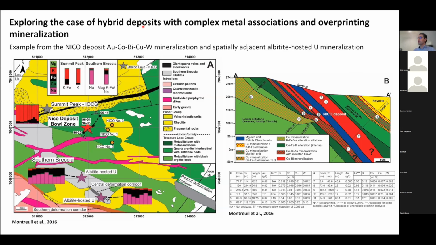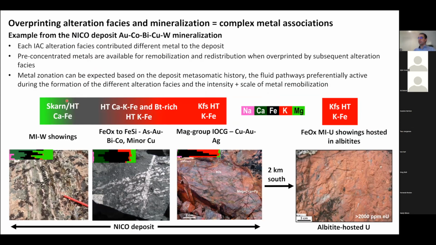If we have hybrid deposits, generally it's because there are different alteration facies that are formed and are overprinting each other. The Nico deposit is a good example of that in Northwest Territories. At Nico, we have an initial skarn stage associated with tungsten and high temperature calcic potassium iron, and biotite rich high temperature potassium iron associated with arsenic, gold, bismuth, cobalt, minor copper, and then an overprint by sensu stricto IOCG mineralization associated with the copper, gold, and silver component.